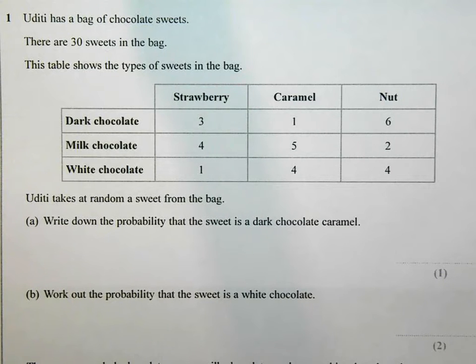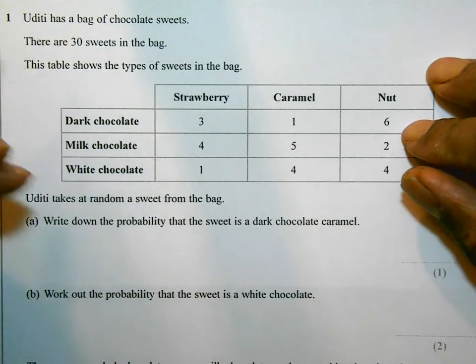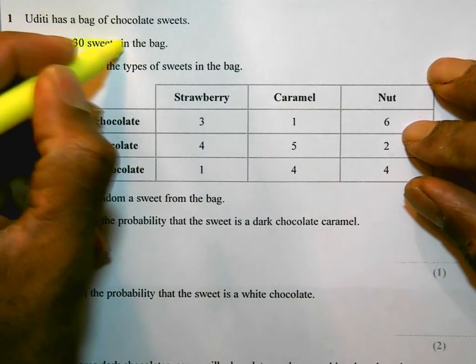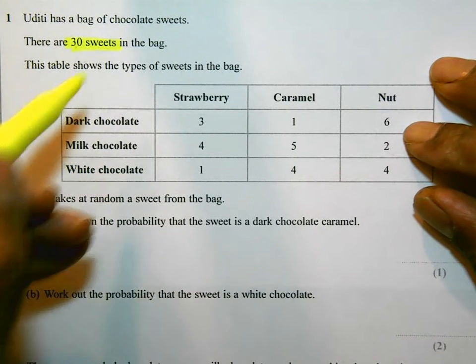This is question number 1 on the June 2015 calculator paper. Okay, let's look at the question. The question starts off by saying Uditi has a bag of chocolate sweets. There are 30 sweets in the bag. The table shows the types of sweets in the bag.